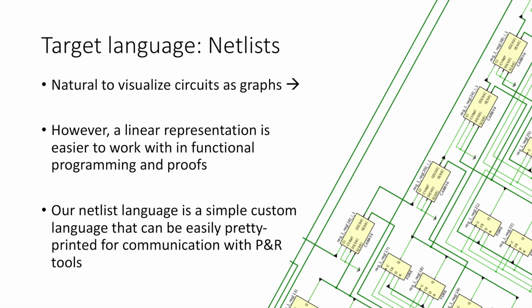What about our target language? So it's natural to visualize circuits as graphs, as you see here to the right. But in functional programming and proofs, it's easier to work with circuits represented in some linear fashion. So that's what we did here when working with Lutsig. So our netlist language is a simple custom netlist language that can be easily pretty printed for communication with PNR tools. So it's supposed to be an unexciting netlist language that you can simply pretty print when you need to pretty print it.